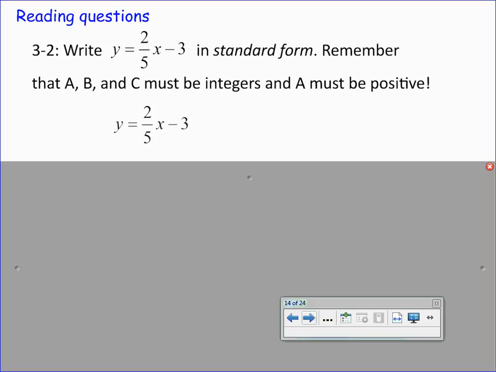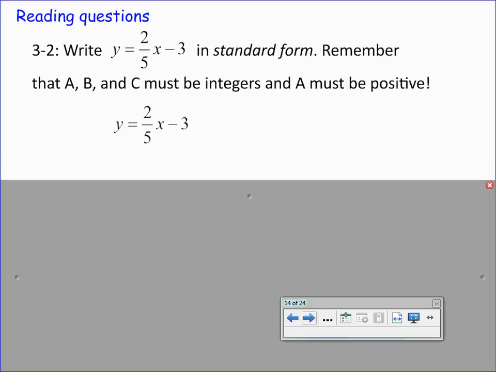Slope-intercept form. Good, thank you. In slope-intercept form, it's easy to see the slope, 2/5, and the y-intercept, -3. Let's go ahead and rewrite this in standard form.